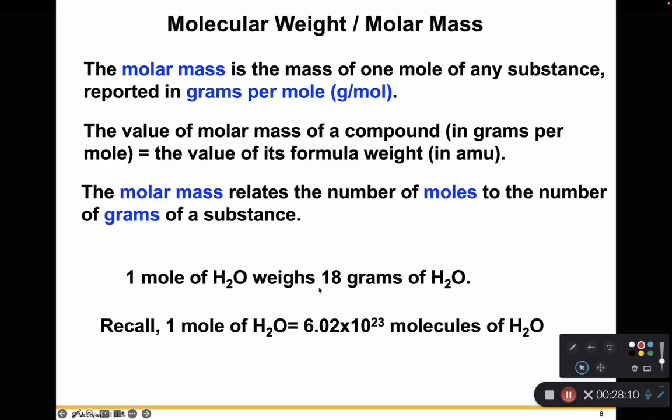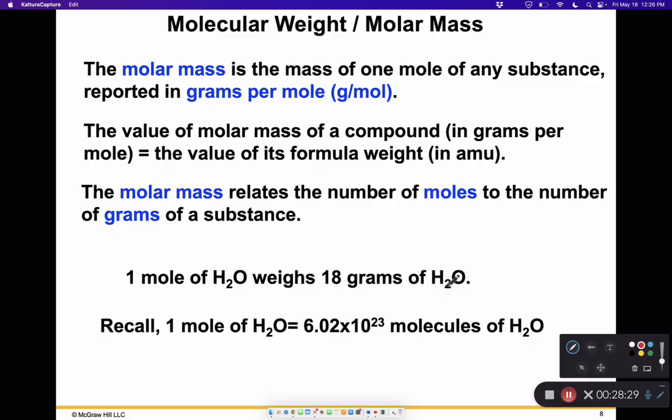Okay, so there is a relation. 1 mole of water, if you put that in a balance, then the balance will show the number 18 grams. Because 18 grams is the molar mass of water, the molecular weight of water. Using the periodic table, how did we get that? We have 2 hydrogen, right? Each of the hydrogen has the atomic weight 1.01.